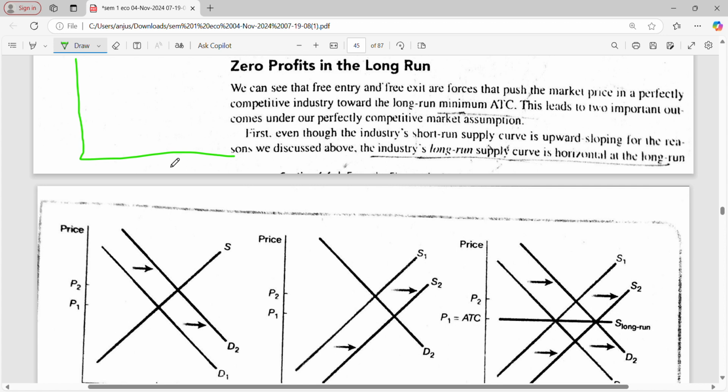So we have the average total cost curve like this. In the long run, the average total cost curve is pronounced in a U shape. And this is the marginal cost curve, which is the MC. A part of the MC will be dotted.